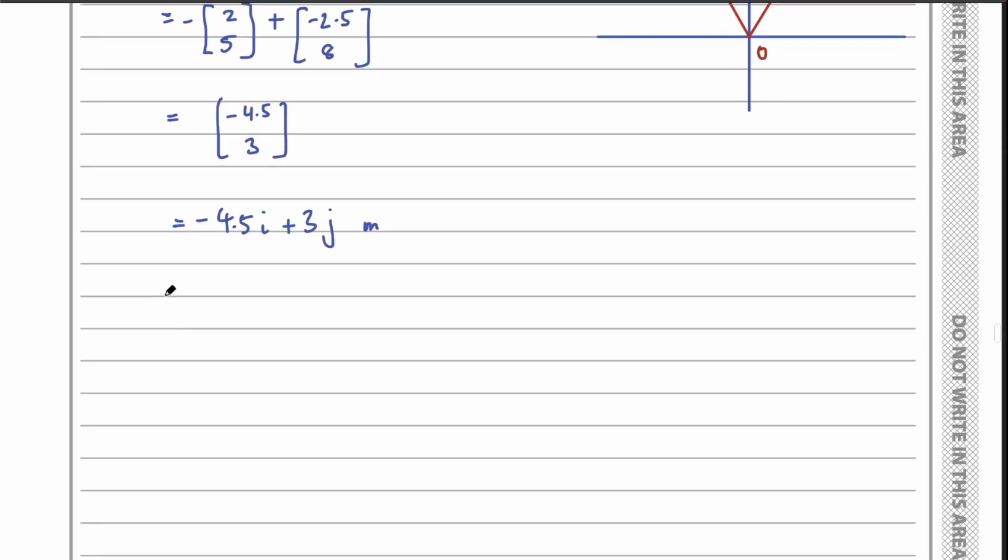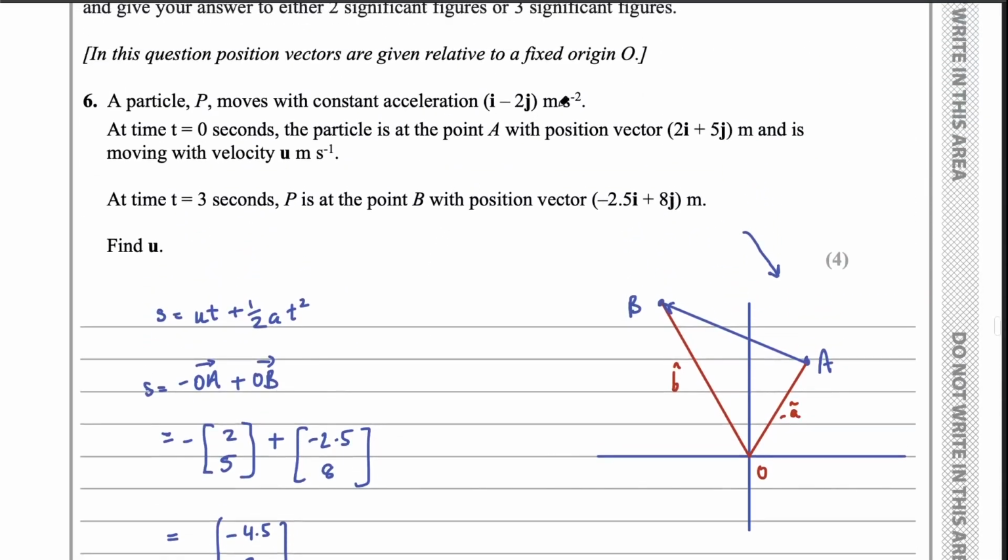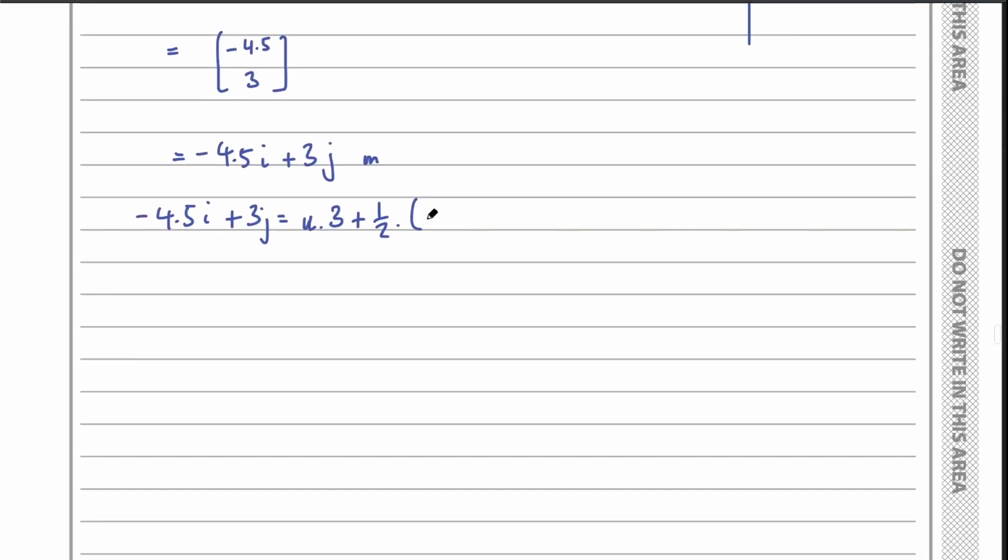So let's go ahead and say that negative 4.5i plus 3j equals ut plus half at squared, where a was i minus 2j, times the time squared. Now t in this case is 3 seconds, so 3 squared is 9. Okay, so let's go ahead and try to simplify this a little bit.